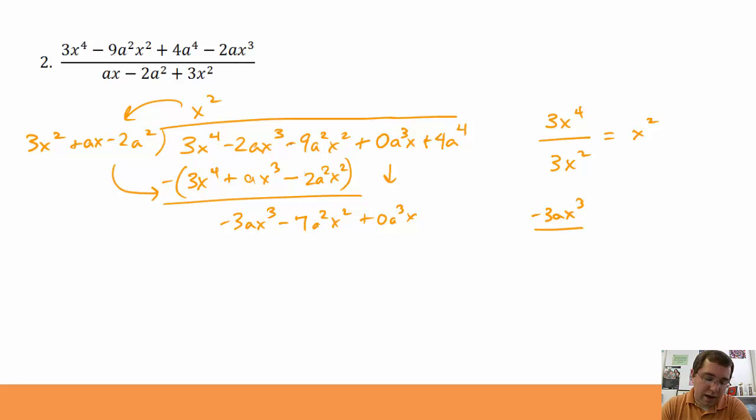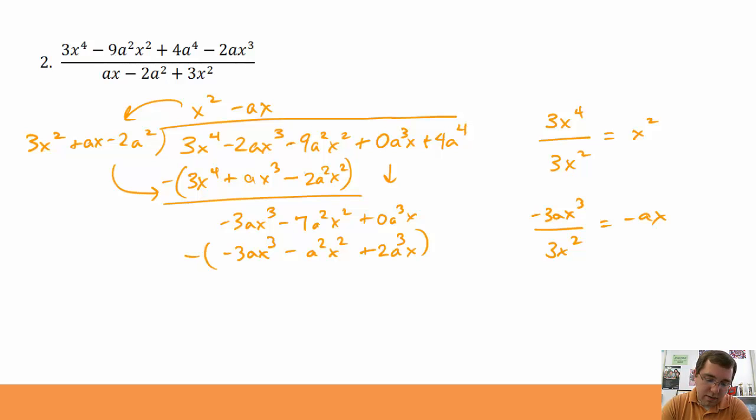I divide it by the highest powered term outside, which is 3x squared. I have a negative, the 3's cancel. I have an a and an x. So negative ax, I write up top. I multiply that by what's outside. Negative 3ax cubed minus a squared x squared plus, because it's a negative times a negative, 2a cubed x.